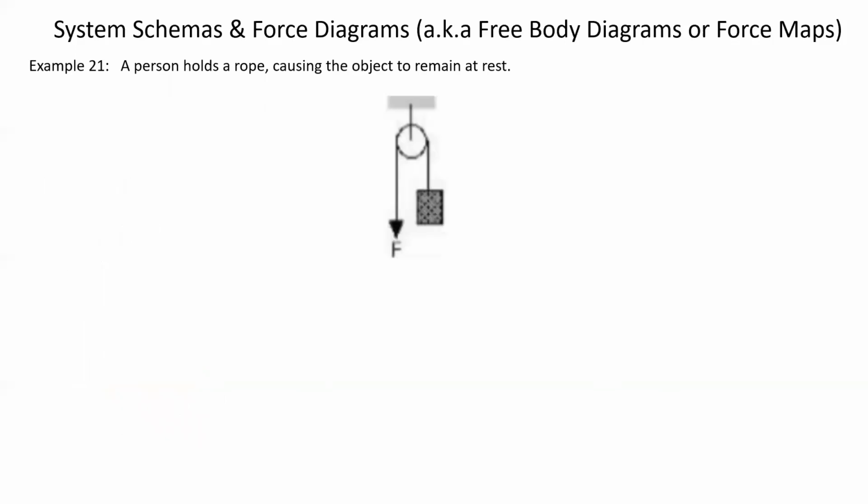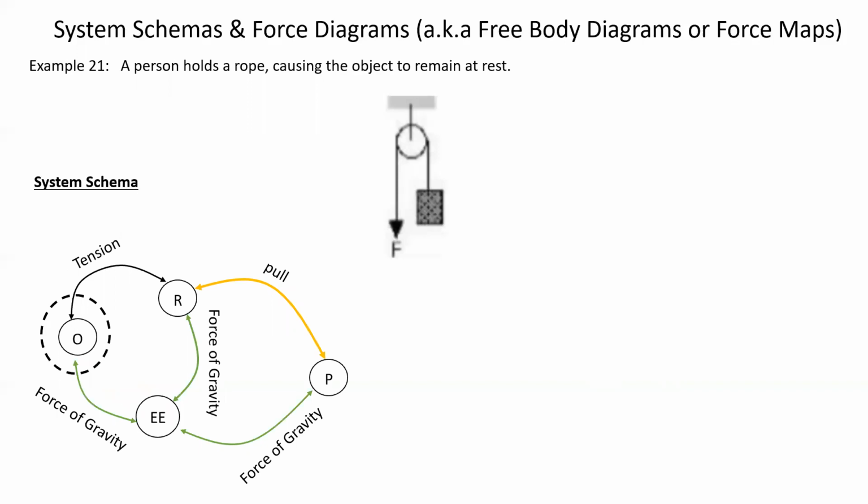The person holds a rope, causing the object to remain at rest. So the system schema looks a little bit more complicated here. We have a person that's holding one end of the rope, but notice that person does not touch the system. So really, that's not even really relevant to our situation. It's just the rope affecting the system and the entire Earth.